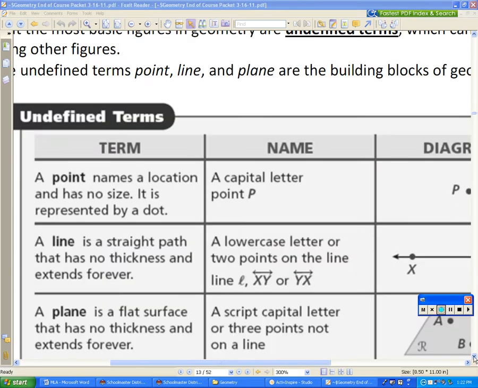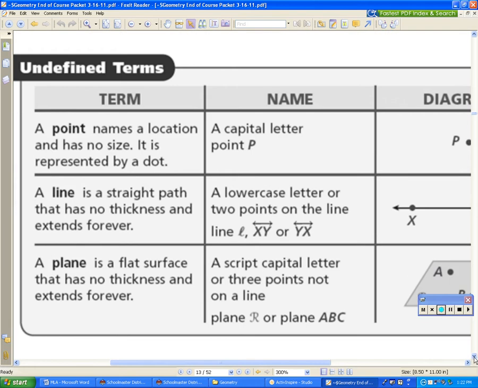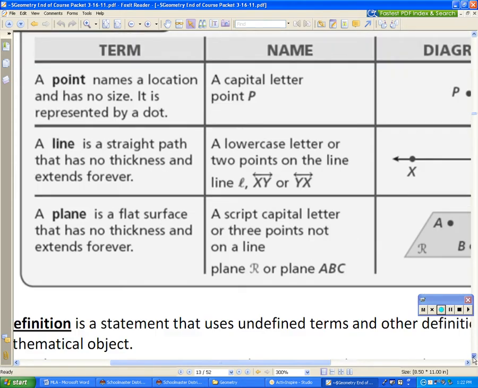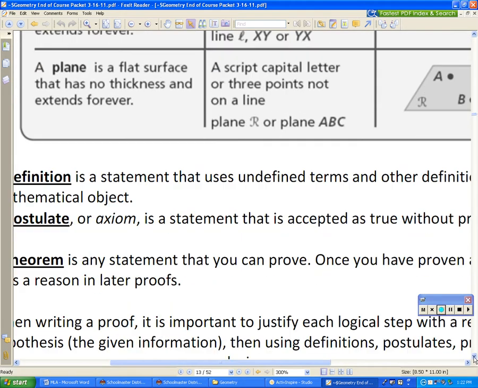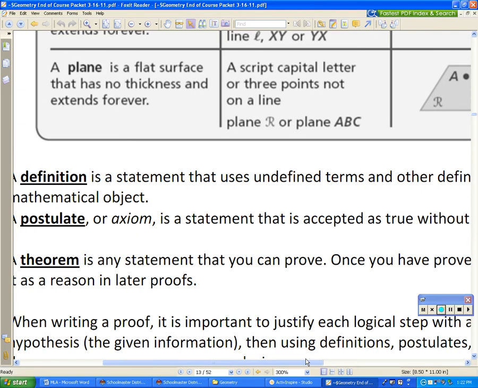These are the undefined terms in geometry. A point, a line, and a plane are the three things that you can't really come up with a definition for because, you know, a point has no size. That doesn't really make any sense. Those are things that we talked about at the very beginning of class. Then you use that to come up with definitions, postulates, and theorems. A definition is a statement that uses undefined terms or other definitions.